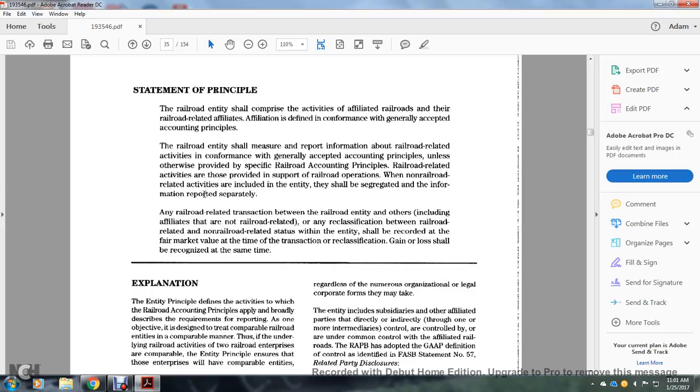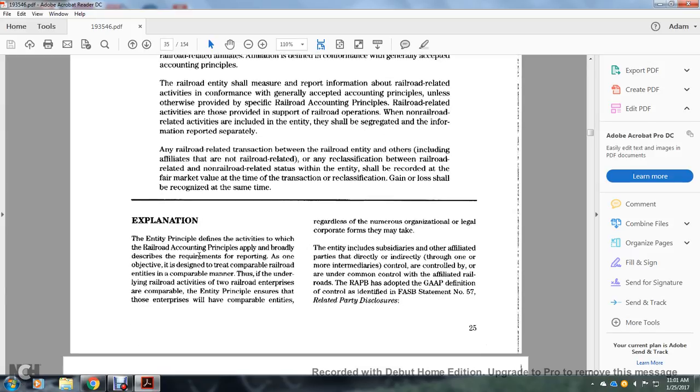Any railroad related transaction between the railroad entity and others, including affiliates that are not railroad related, or reclassification between railroad related and non-related status within the entity, should be recorded at fair market value at the time of the transaction. Reclassification gain or loss must be recognized at the same time.